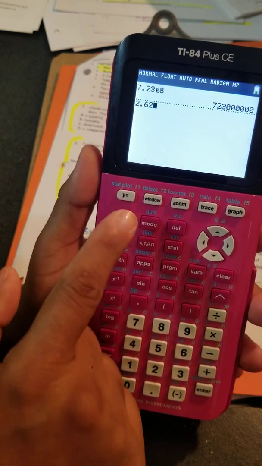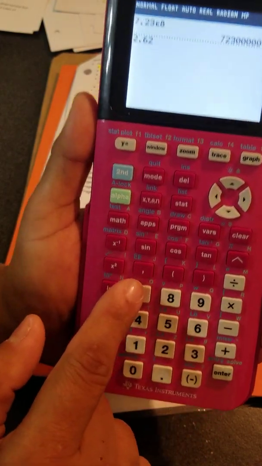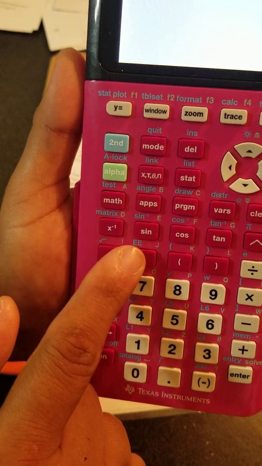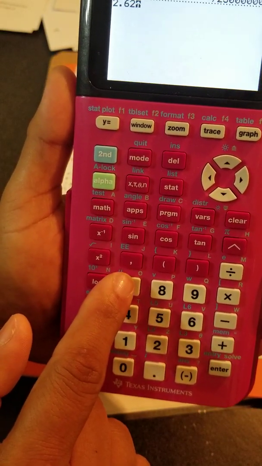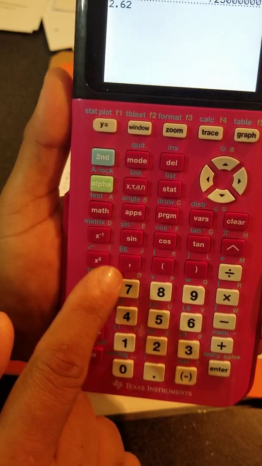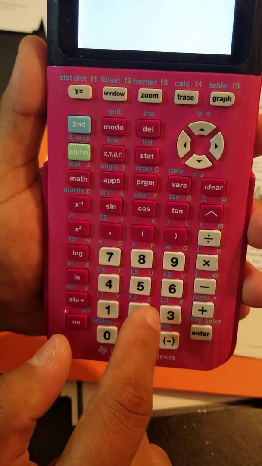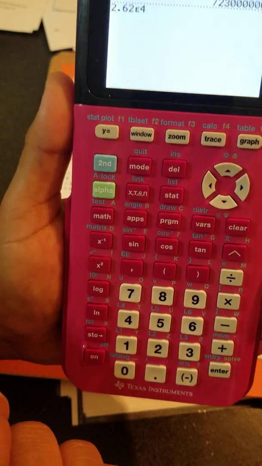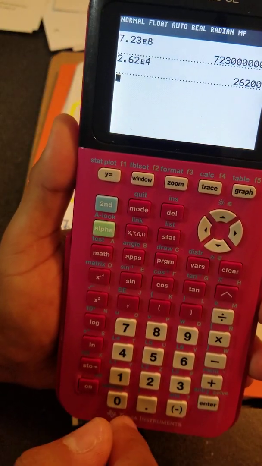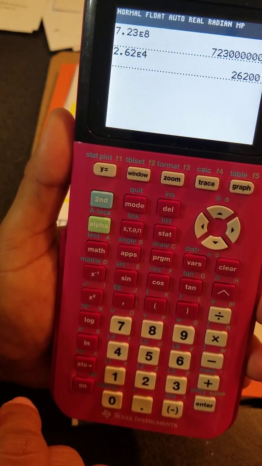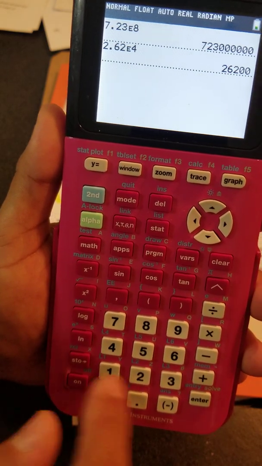2.62. Second key, comma, which is right above the 7. I know I have this pink one. You may have the black or the yellow ones. They're the same. Right here. The EE is what I'm trying to get to. To the 4th power equals 26,200.